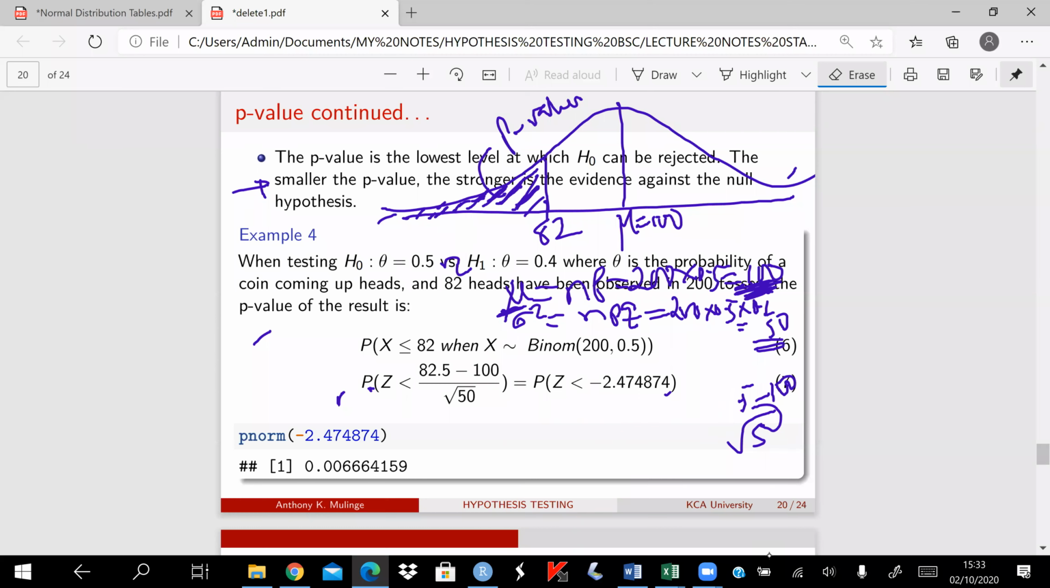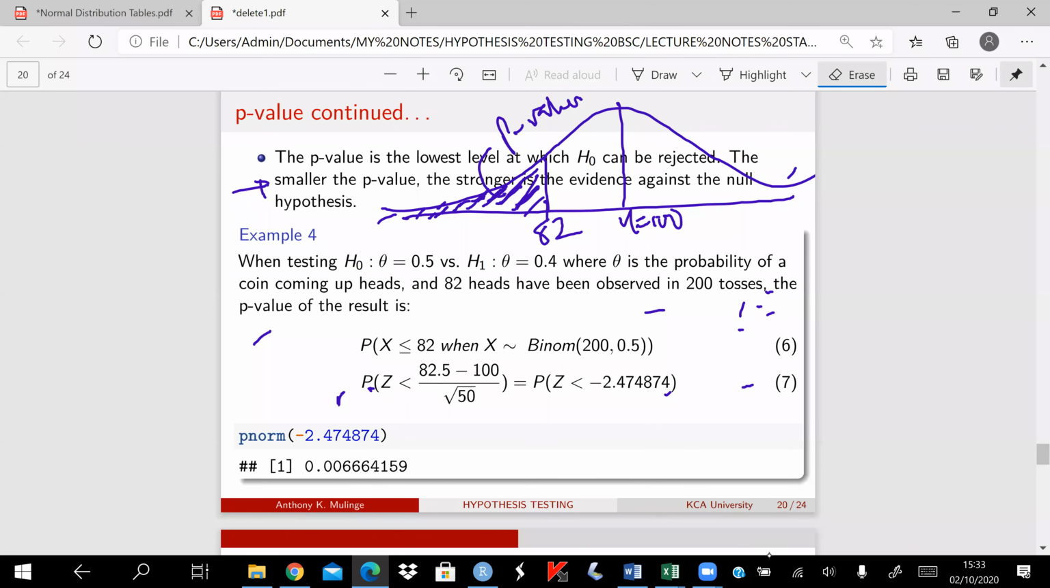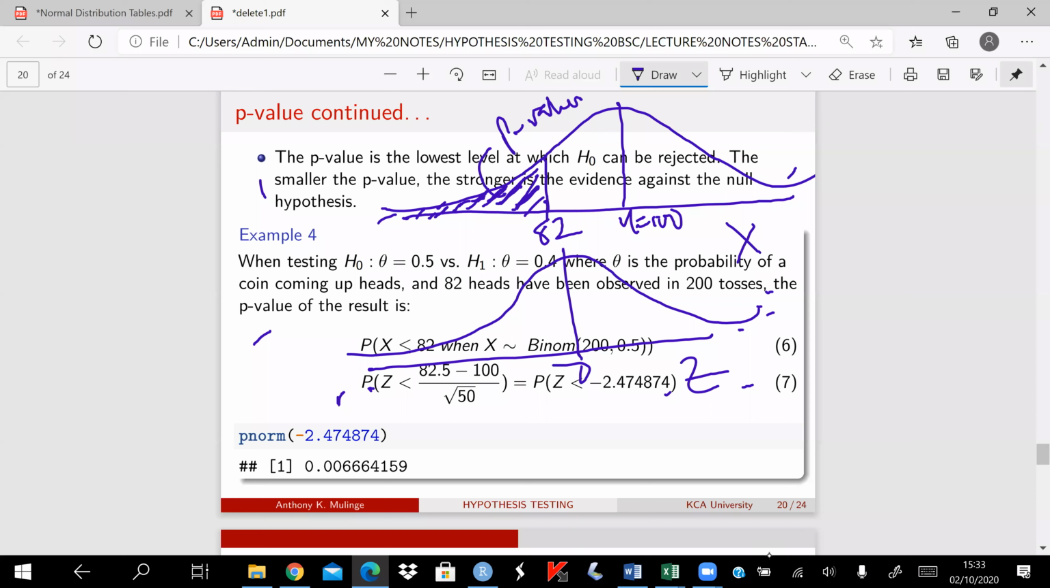If you simplify, we are looking for a Z which is less than minus 2.4, okay? So these were values of X. If you switch to the standard normal distribution, you'll have 0 there, if this is your Z. So we're looking at this value here. Instead of X equal to 82, now we have a Z value which is minus 2.47, whatever, like that. So this is what we're calling the P value, or the lowest level of significance at which we can reject H naught.